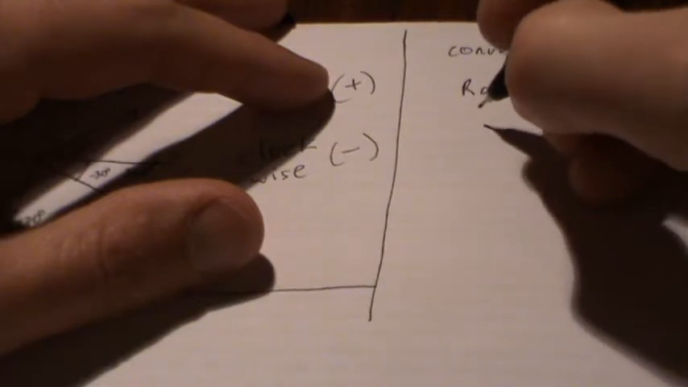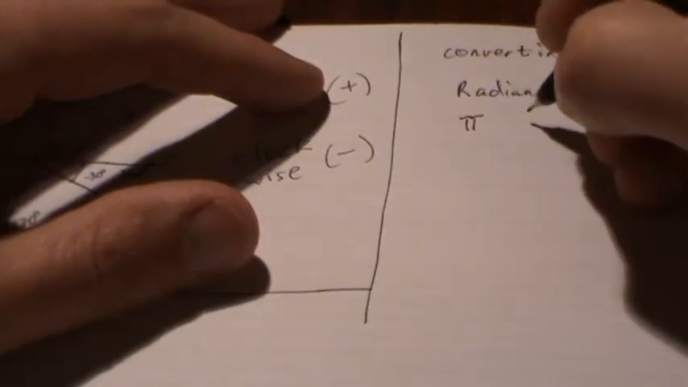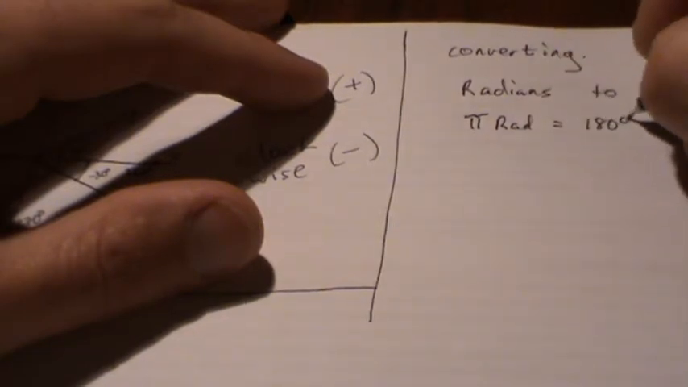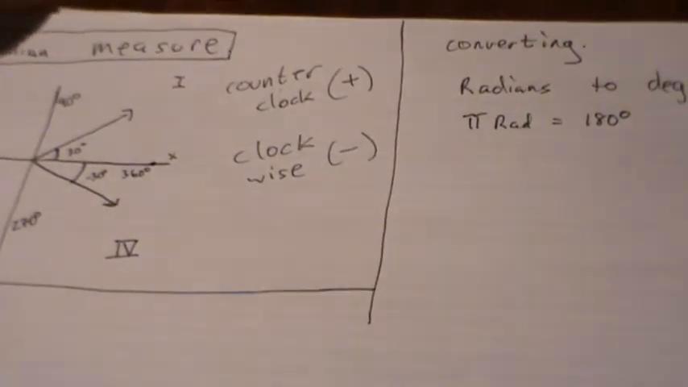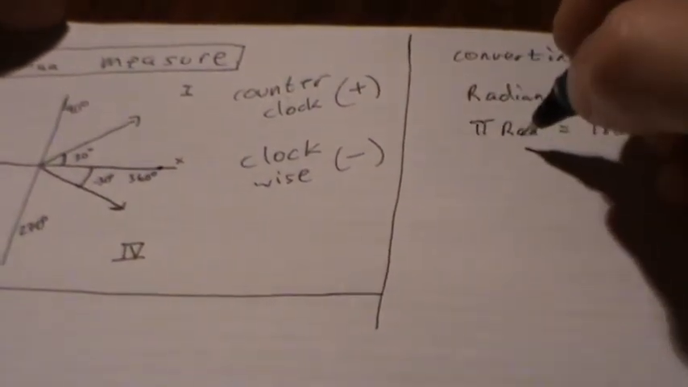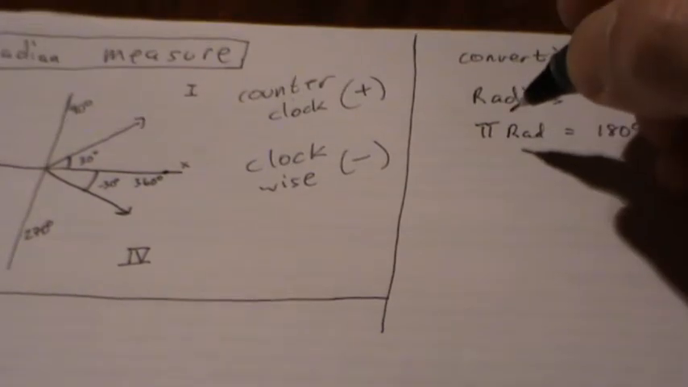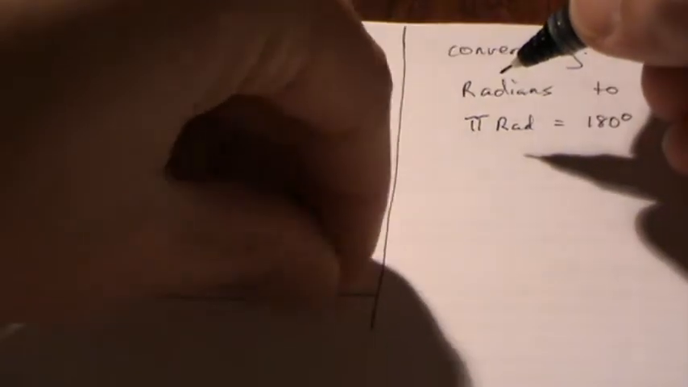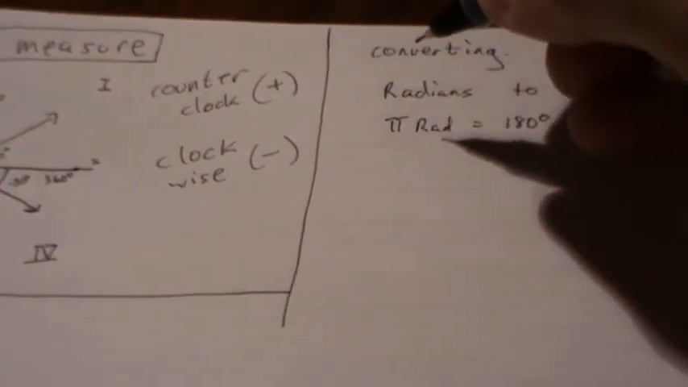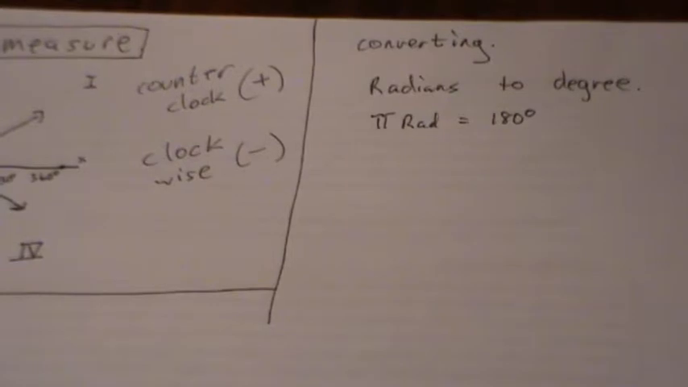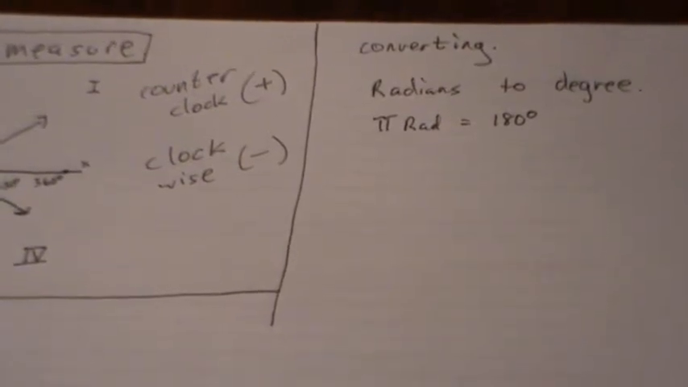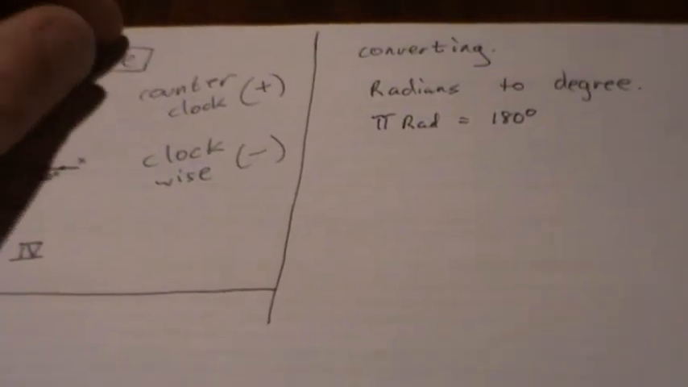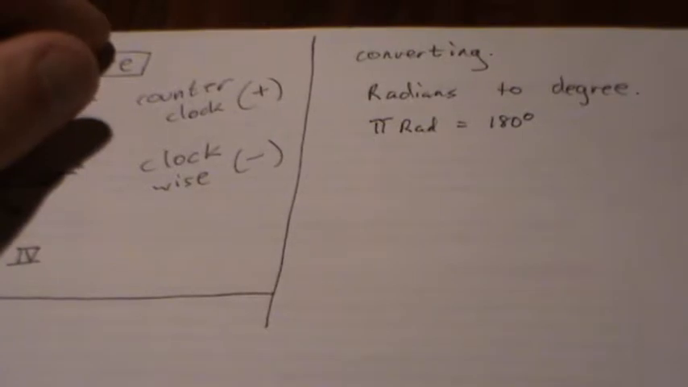Well, it turns out that pi radians is equal to 180 degrees of rotation. Radian is a way of measuring an amount of rotation, and pi radians is equal to a half of a rotation, and a half of a rotation is, as we know from the past, equal to 180 degrees.